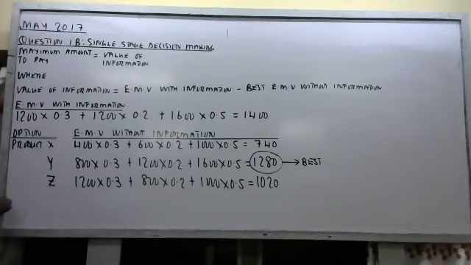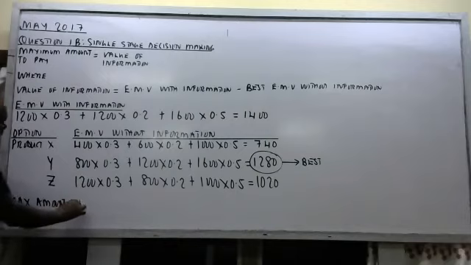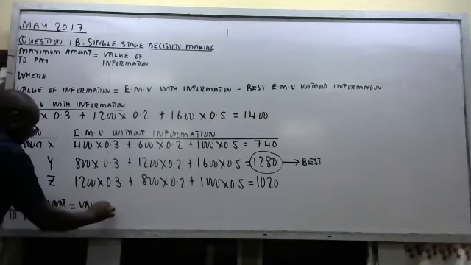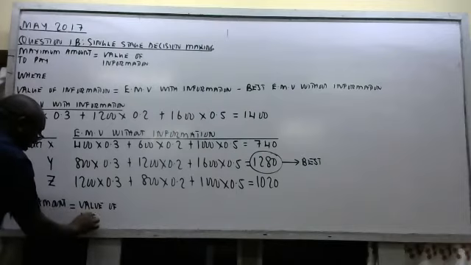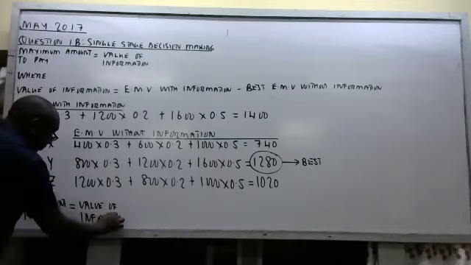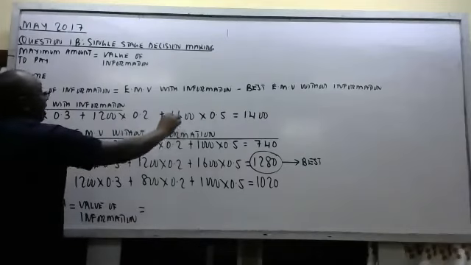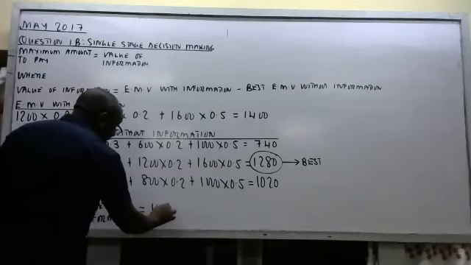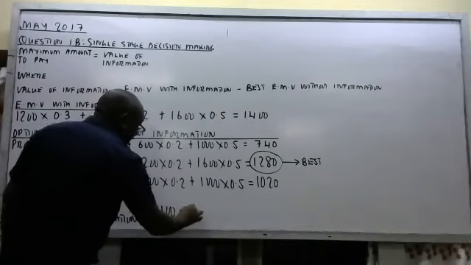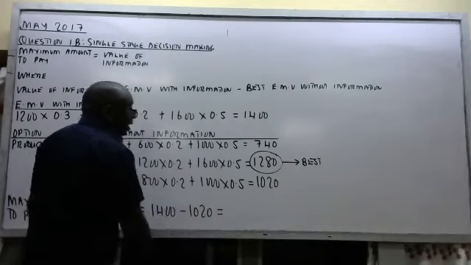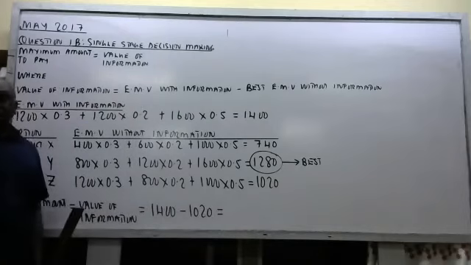And with that, maximum amount to pay. Maximum amount to pay, which we have said is value of information, value of information. It is then the EMV of 1400, then this 1020, and that gives you how much?